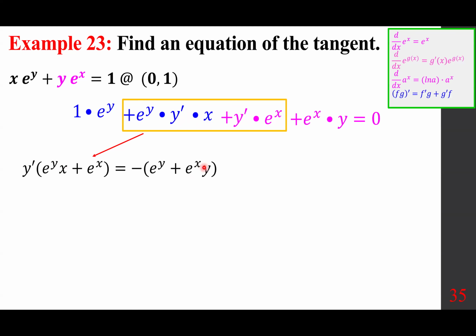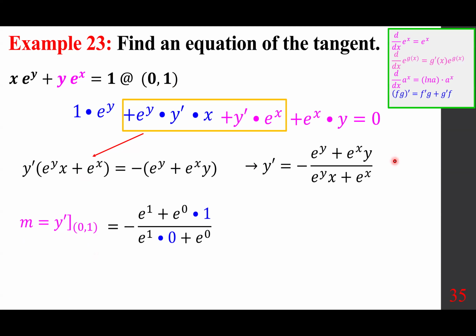So what is y prime? It is the right side, and notice the right side has a negative sign in front of it, divided by the parentheses e to the power of y x plus e to the power of x. So what is the slope? Evaluate this when x is 0, y is 1. So you write m is y prime at (0, 1), meaning replace the x with 0 and y with 1. Let's do that. So e to the power of 1 plus e to the power of 0 times 1, over e to the power of y times 0 plus e to the power of x.